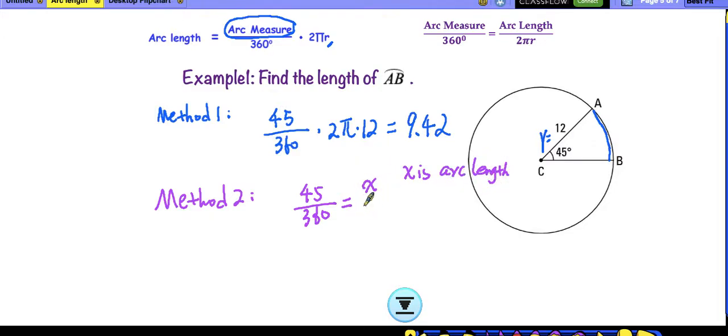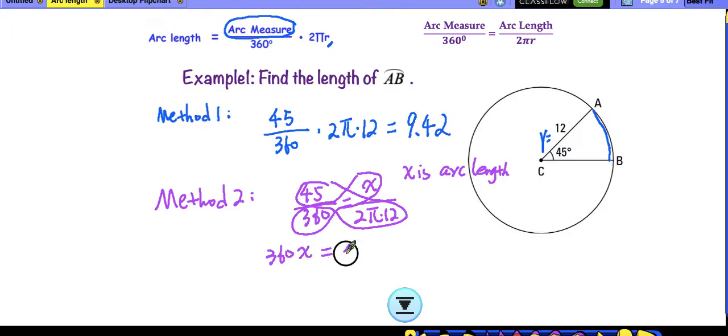So over 2 pi, again, do we know the radius here? Which is we know, times 12. So you may wonder, hey, how do I solve it? So do not forget, since we have fractions on both sides, we can do cross multiplication. So this will be 360x equals 25 times 2 pi times 12.